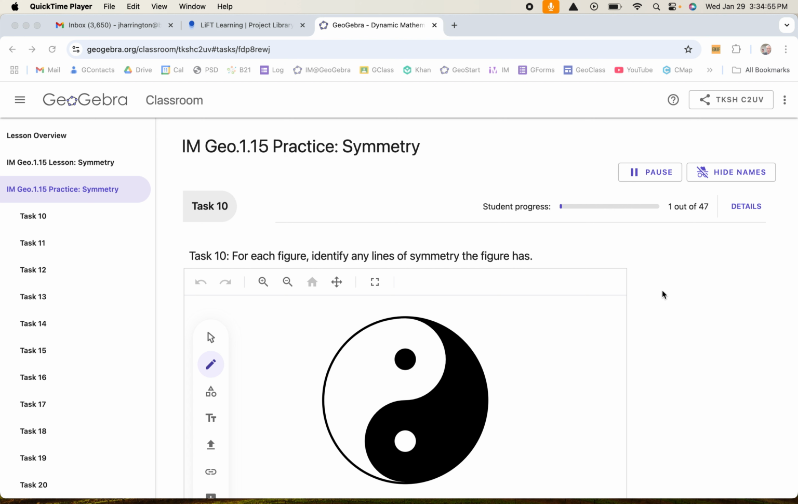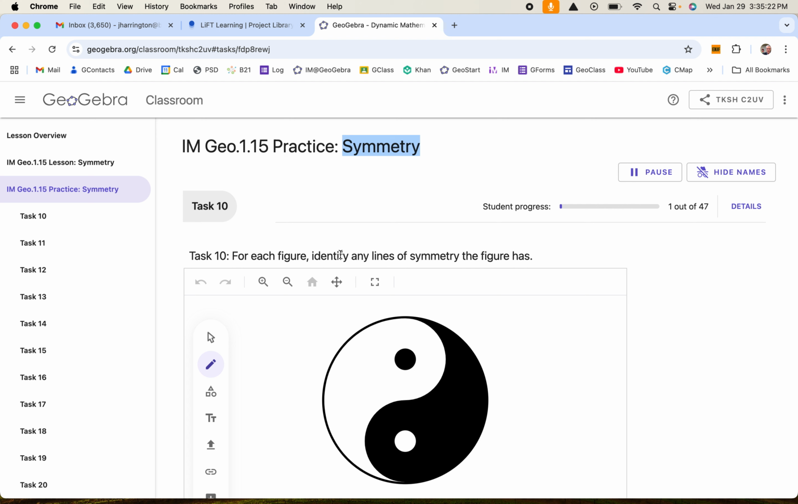Okay, welcome to another episode of Practice Help on Geometry with Mr. H. This is for lesson 1.5. This one's talking about symmetry, and this is primarily dealing with reflection symmetry, right? Where you can reflect something and it ends up in the same position as it did before.